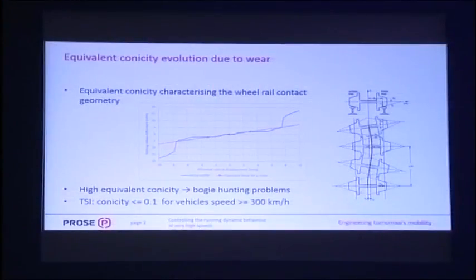So, a characteristic value of the wheel rail interaction is the so-called equivalent conicity. On the right side of my slide, you see this characteristic movement of a wheel set. So it's sinusoidal movement, and that produces a rolling radius difference at a certain lateral amplitude movement of the wheel set. And this can be linearized, and the characteristic value is the equivalent conicity.